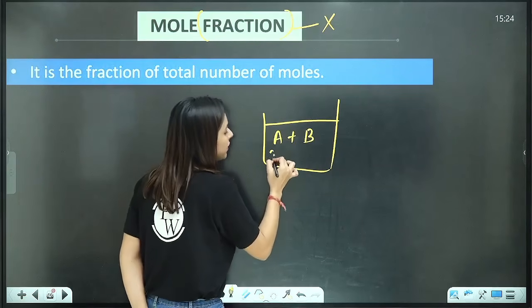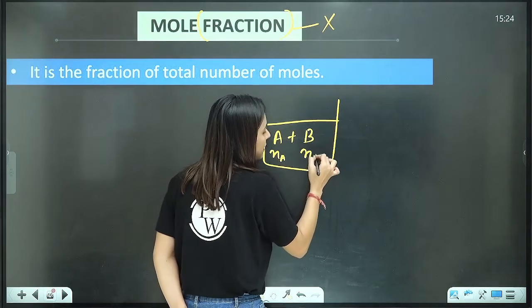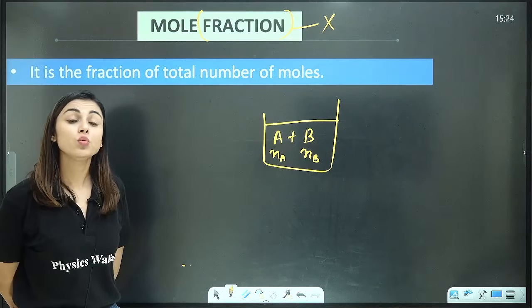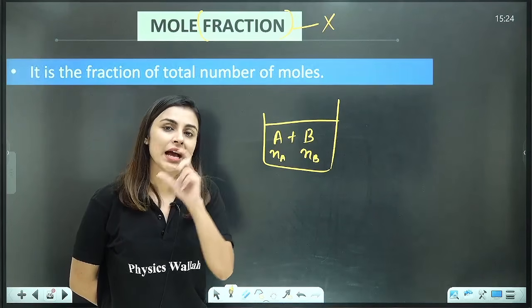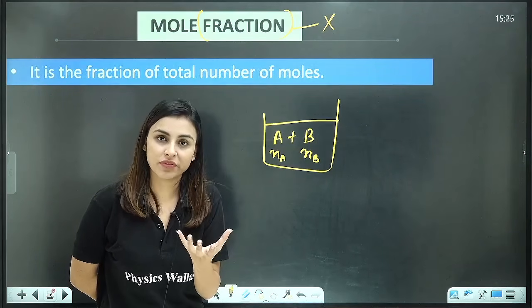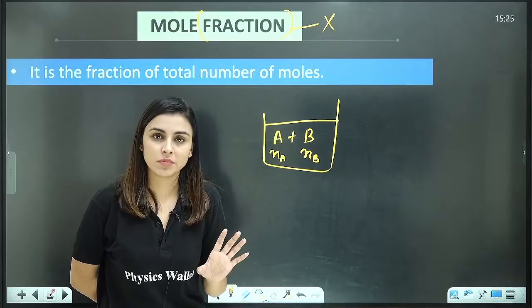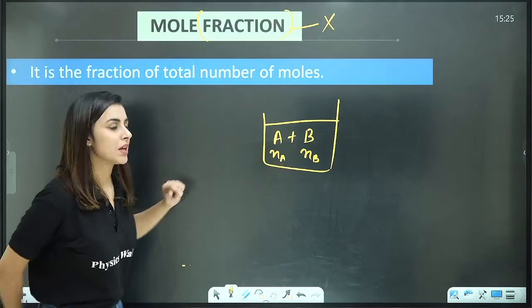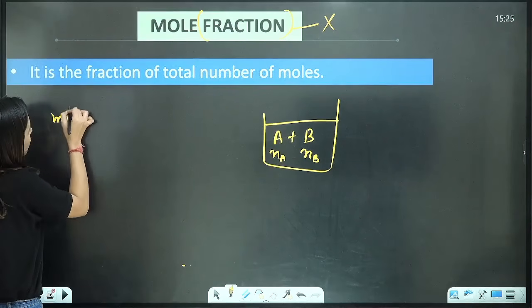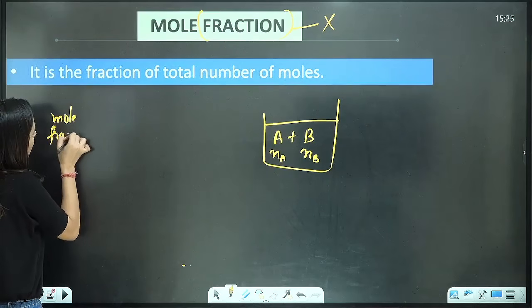Let us say we have Na moles and Nb moles. Now, what would be the mole fraction? Each and every component has its individual mole fraction. It is their specific value. So, if I talk about the mole fraction of A, let us write it here, mole fraction of A.